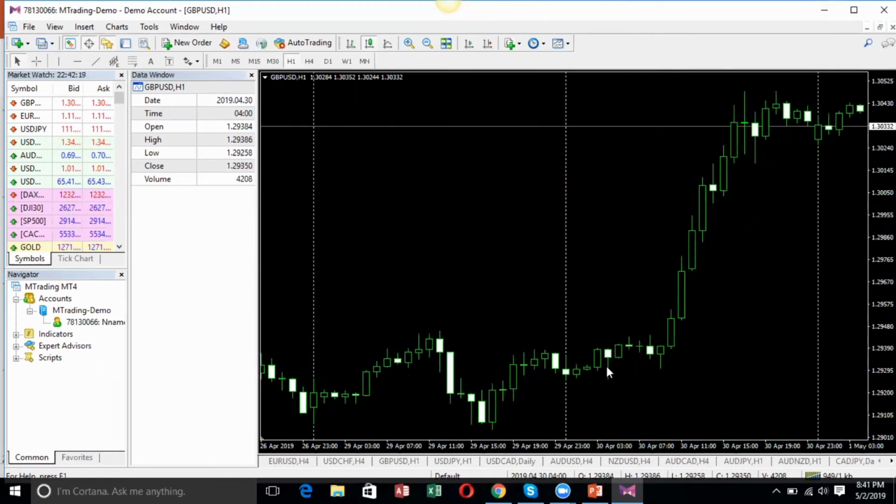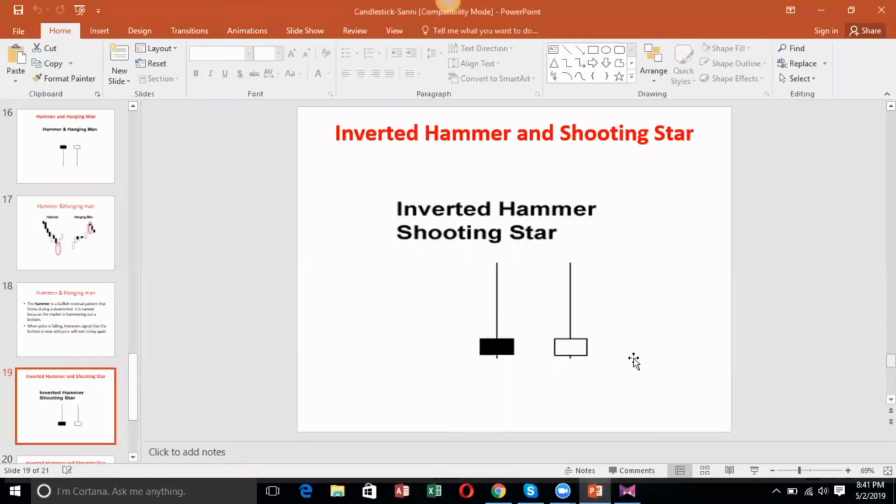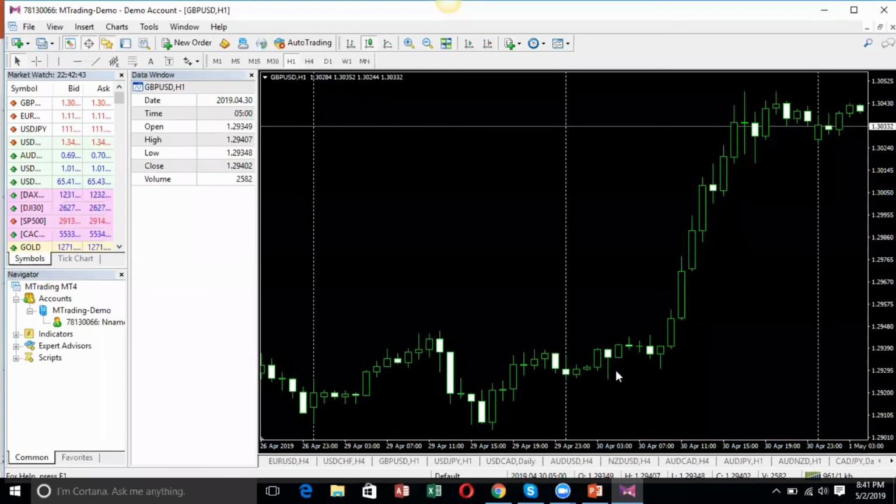If you look at it now, this is a shooting star. Look at it. Are we following? A candle that has this shape, that is a sell candle. Can you see the shapes are the same? Yes, but because it is a sell candle, it is called what? Shooting star. Are we following?